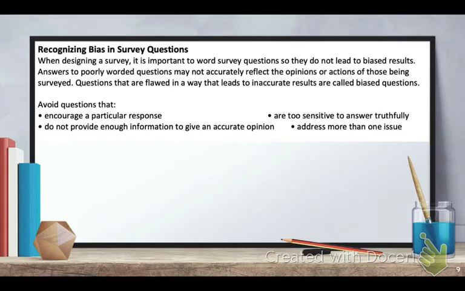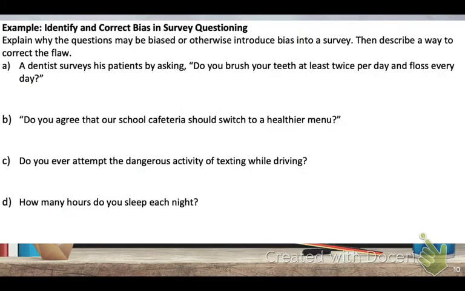So we want to avoid questions that will encourage a particular response, maybe because of a particular word or wording. We want to avoid questions that are too sensitive to answer truthfully, that do not provide enough information to give an accurate opinion, and address more than one issue at a time. So look at these example questions and see if you believe that they could introduce bias into their answers. And let's describe a way to correct the flaw.